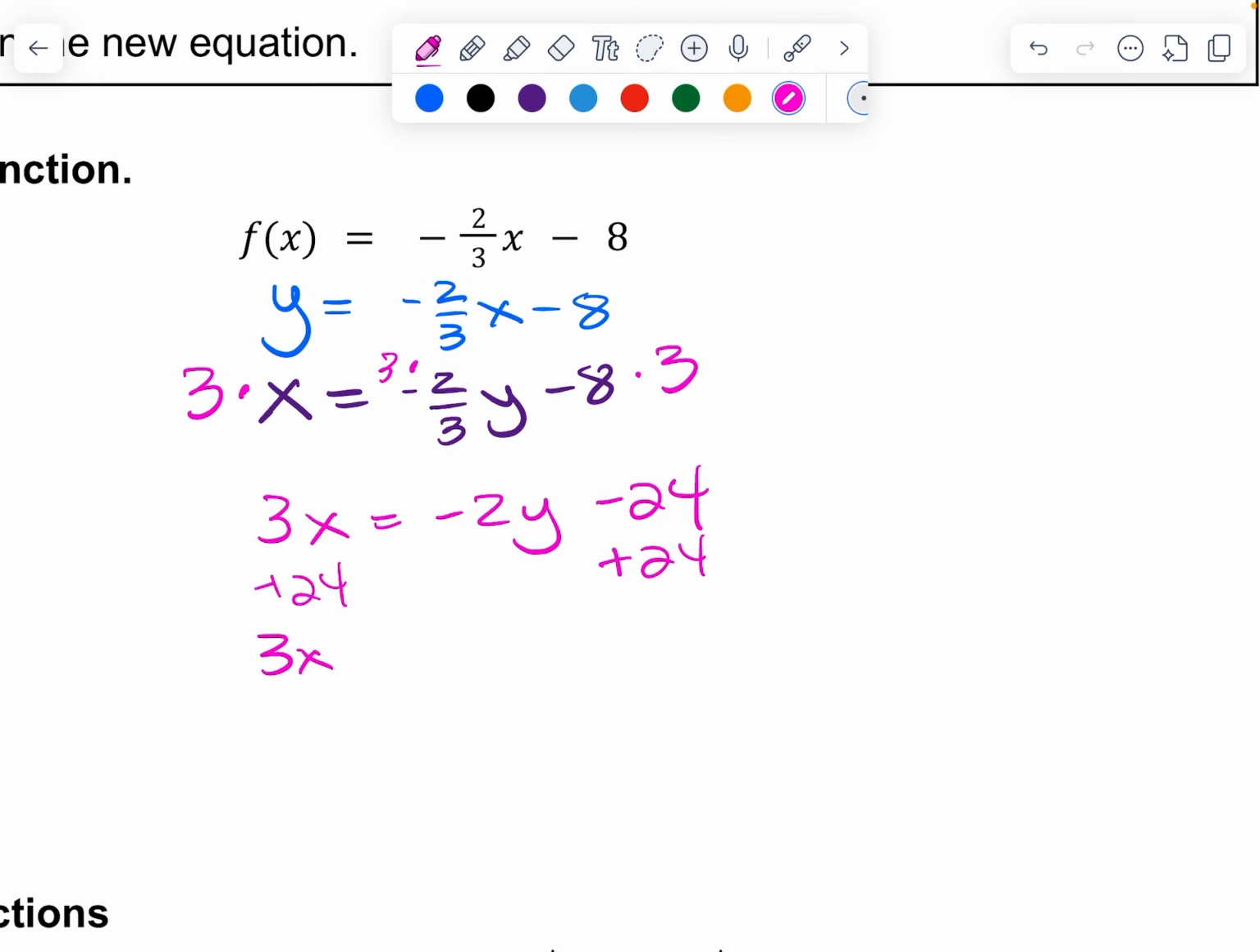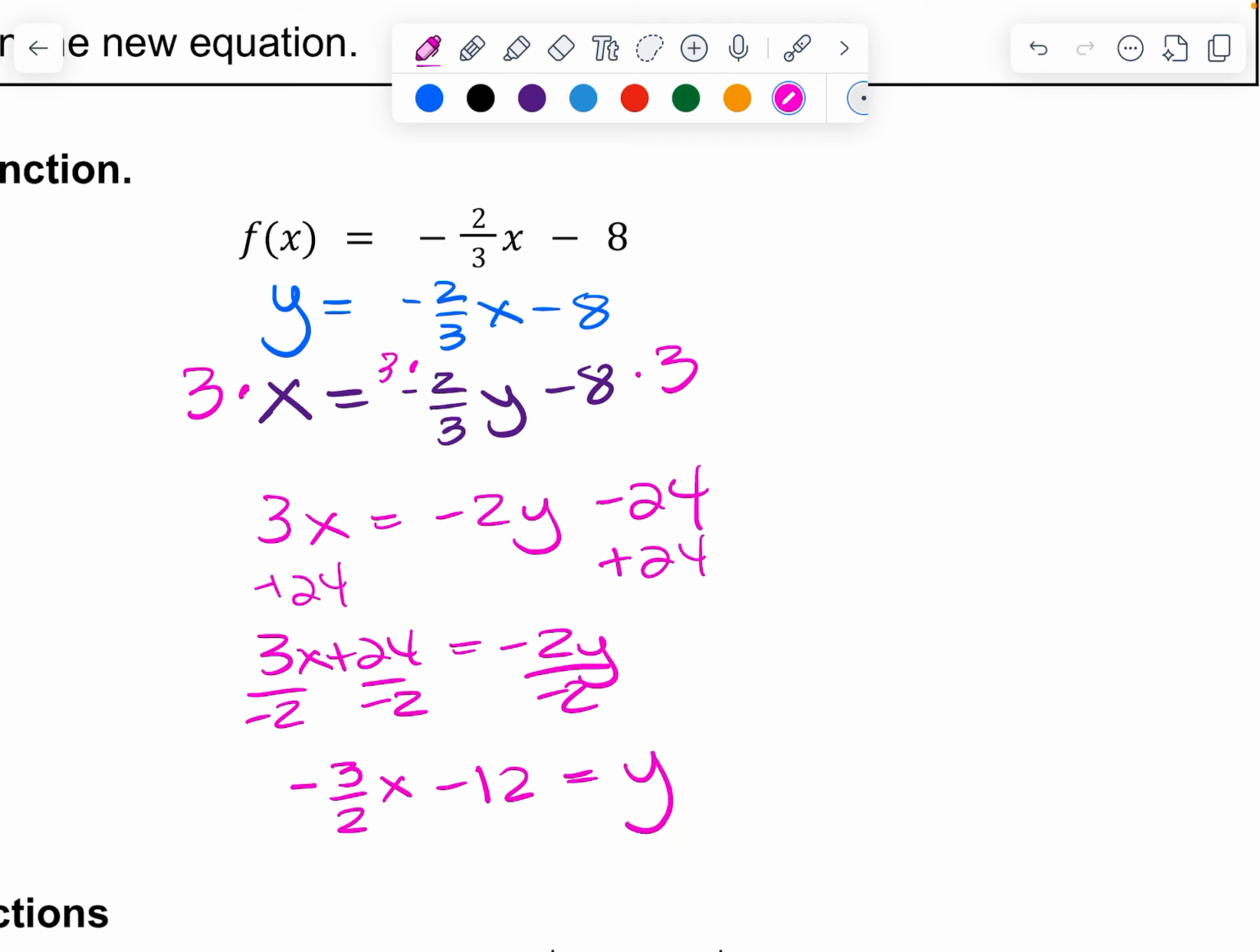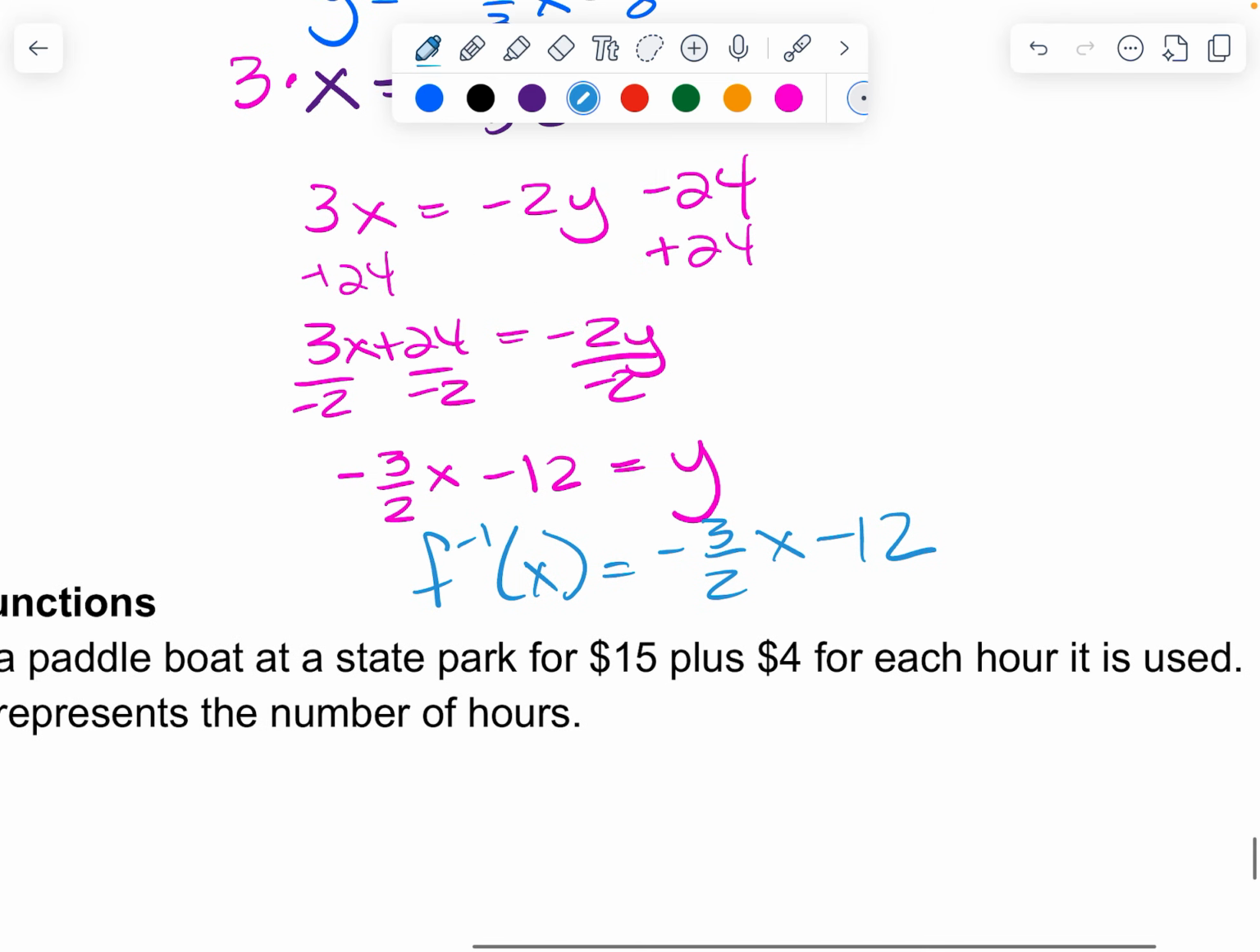I'm going to get 3x plus 24 equals negative 2y. My brain is already doing the math. So then I get negative 3 over 2 x minus 12 equals y. So if I'm going to write it, the inverse function is negative 3 over 2 x minus 12. And there we have it.